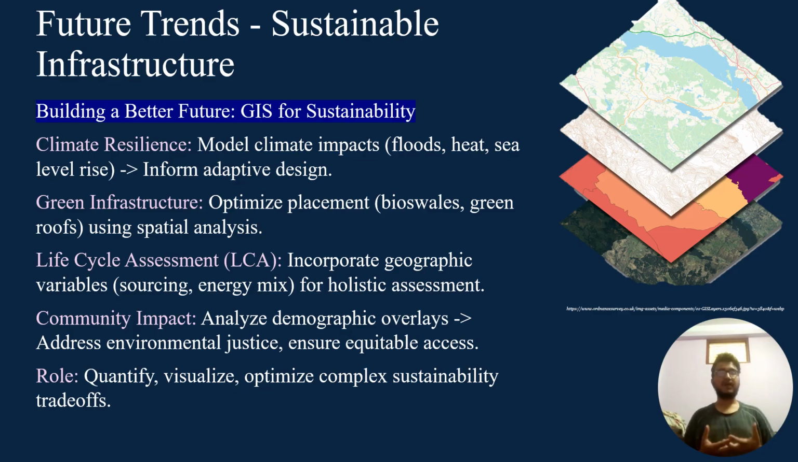Green infrastructure planning benefits substantially from GIS capabilities. Engineers can optimize the placement of green roofs, bioswales, permeable pavements, and other sustainable features by analyzing factors like drainage patterns, urban heat islands, and ecological connectivity. These spatially optimized systems deliver maximum environmental benefits while supporting core infrastructure function.